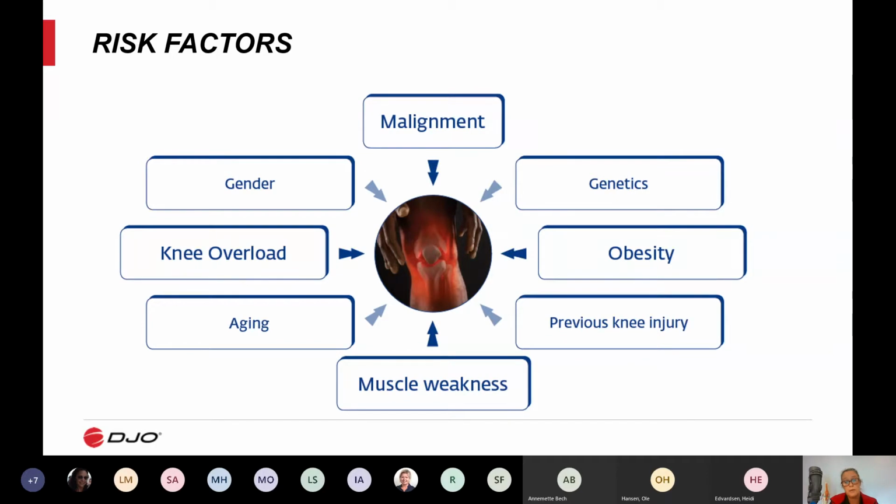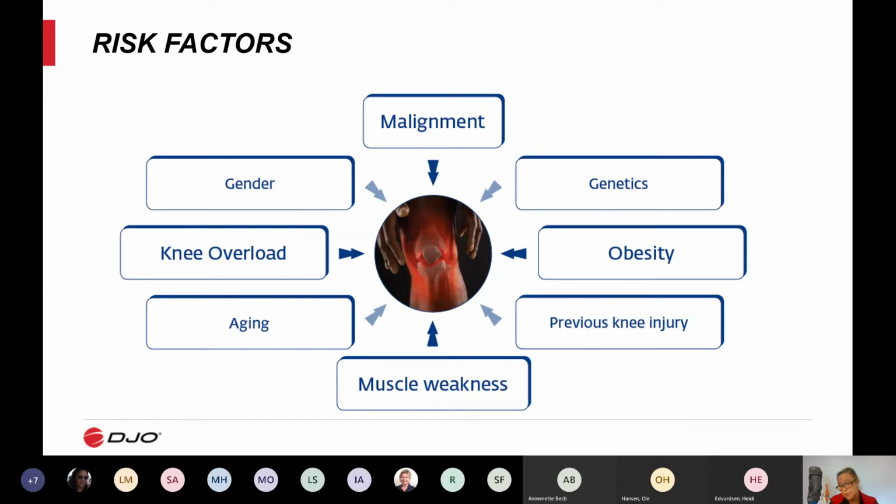Also, we are getting older. If you took, let's say, 25 years ago, the average age for men and women was around 25 to 30 years younger than it is now. So we are older, and there is also wear and tear on the knees.